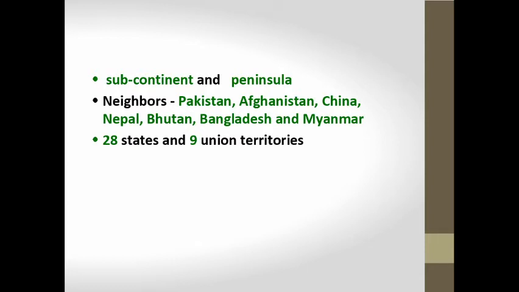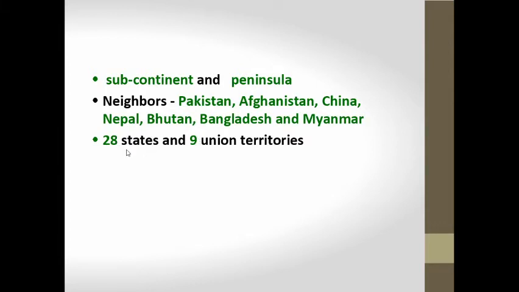Coming to the slide, India is called a subcontinent because it occupies a huge area in the southern part of the Asian continent, and it is also called a peninsula since it is surrounded by water on three sides and there is land on one side. We are surrounded by seven neighbors. They are Pakistan, Afghanistan, China, Nepal, Bhutan, Bangladesh and Myanmar.